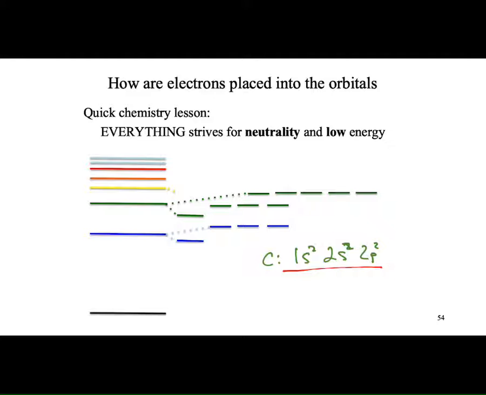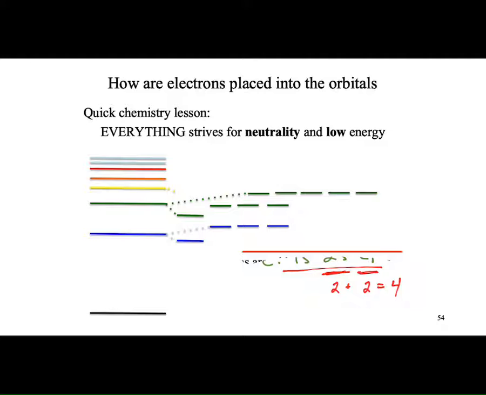We need to look for the highest energy level. The highest energy level here is 2. Are these electrons in the second energy level? Yes. Are these? Yes. How many are in the 2s? 2. How many are in the 2p? 2. How many valence electrons does carbon have? 4. We now have our valence electrons. Now we can use that information in Lewis structures.